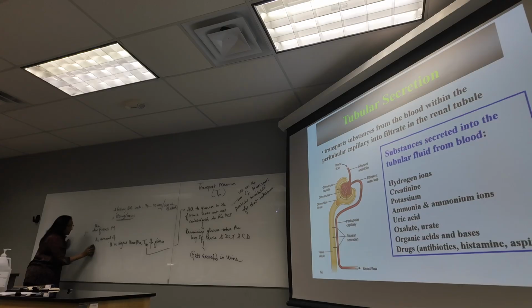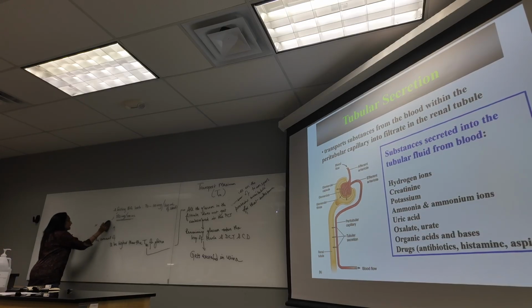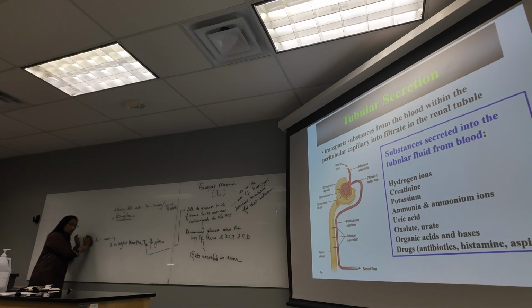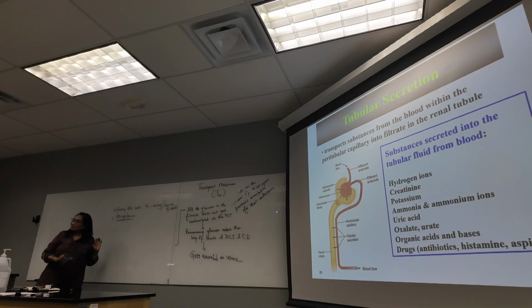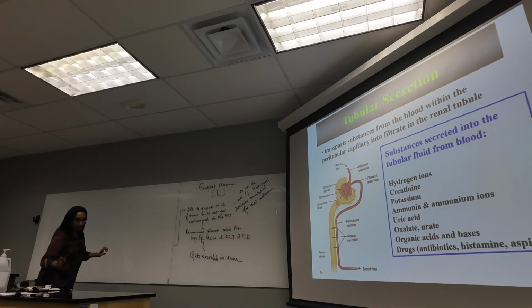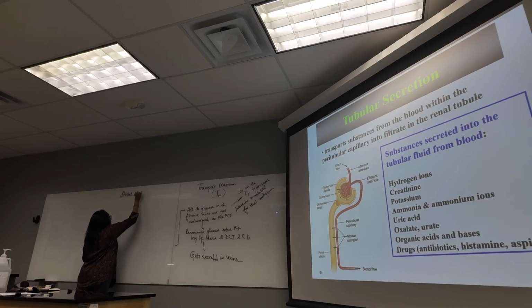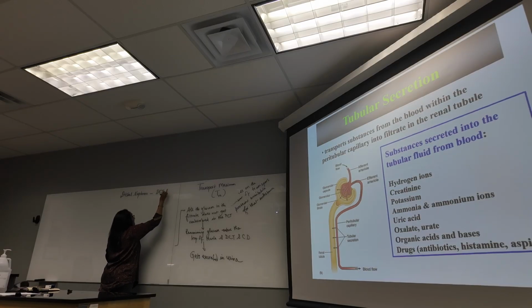So this is where the body can adjust what it needs. According to its needs, it can increase the amount of water that it reabsorbs, or it can throw away the water. It can increase or decrease the salt reabsorption, whatever is needed according to the body's needs. Okay? So when you say distal nephron, we are talking about the DCT and collecting duct.